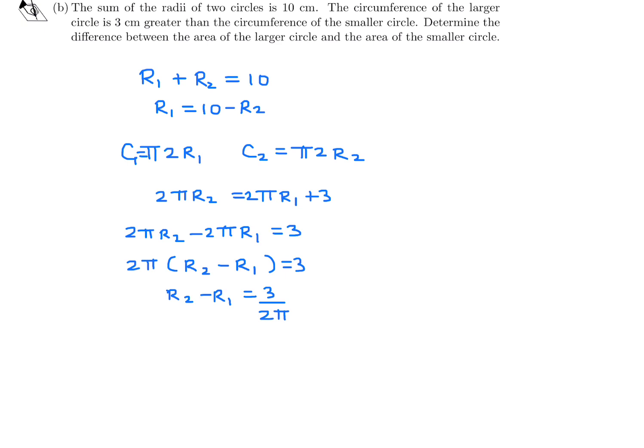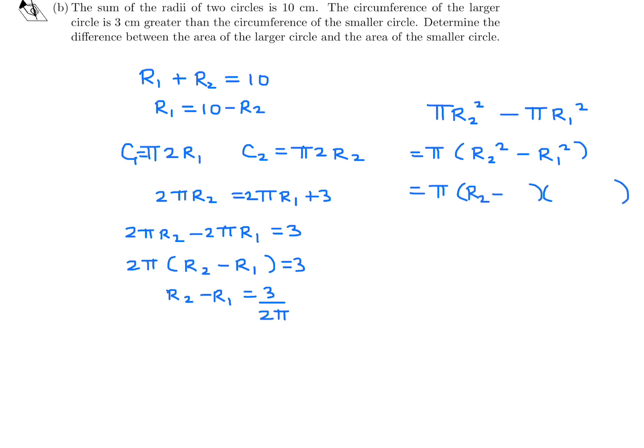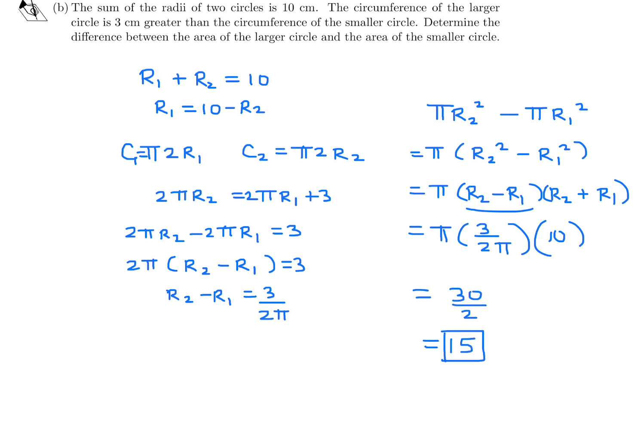Determine the difference between the area of the larger circle and the area of the smaller circle. So the area of the larger circle is pi R2 squared minus the area of the smaller circle, which is pi R1 squared. Factor out the pi, and I get R2 squared minus R1 squared. That factors, as we all know, into (R2 minus R1)(R2 plus R1). This one I just got was 3 over 2 pi. And R1 plus R2, they give you in the question, is just 10. So this looks like 30 over 2, and the pi's cancel. So 15. And that's it.